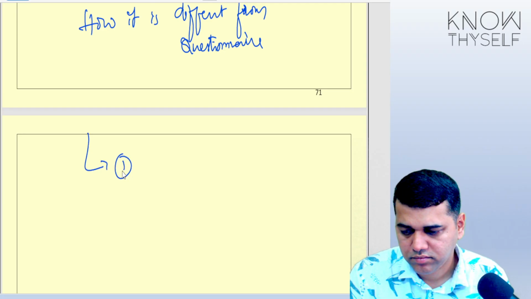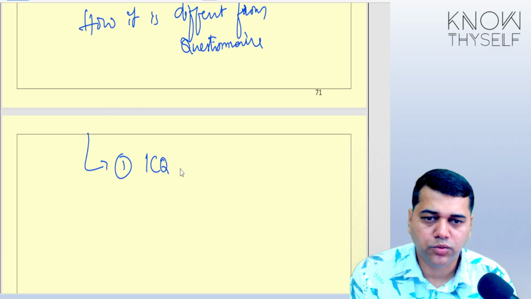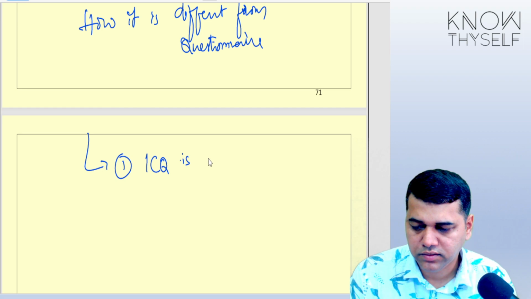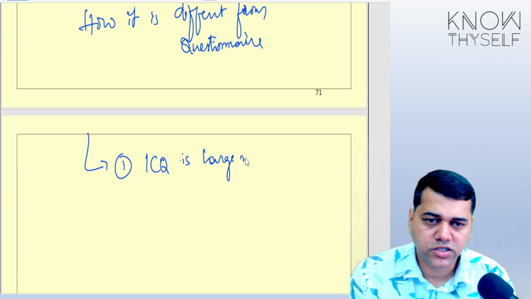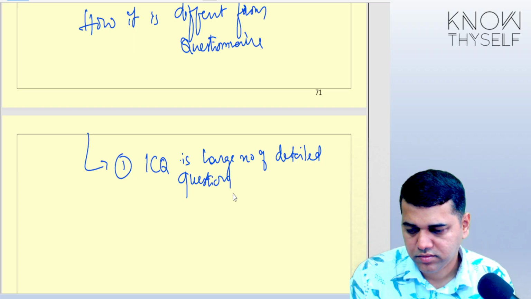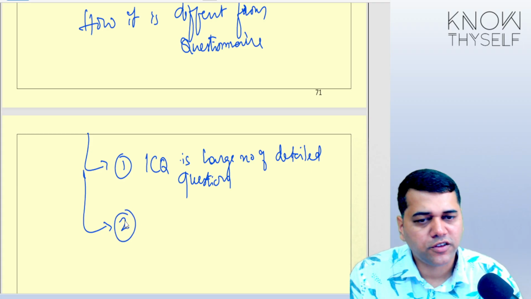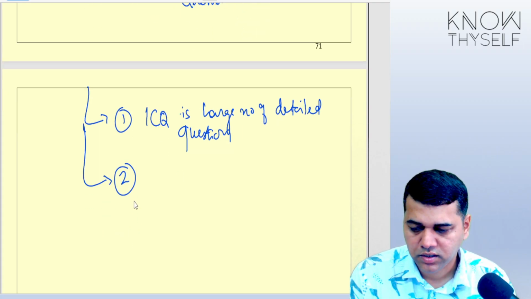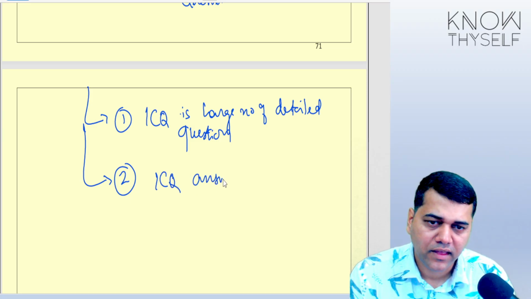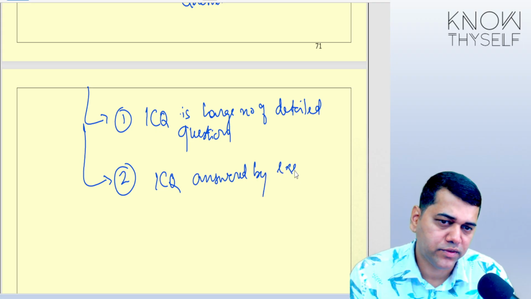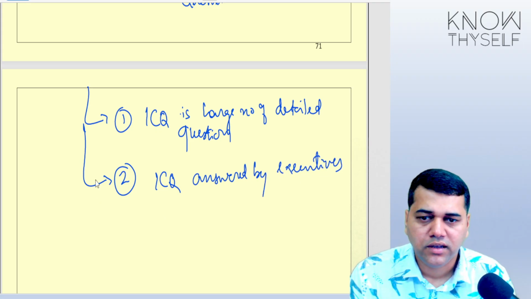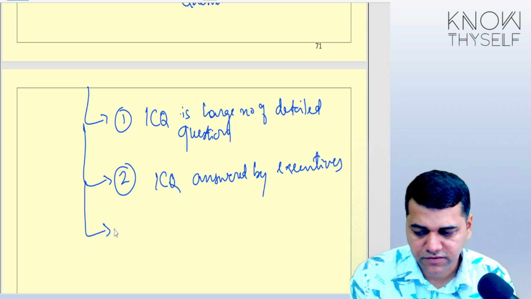One, ICQ is large number of detailed questions. But this is very small, you can say, because these are small questions. ICQ is answered by executives. Then you can write checklist is answered by audit staff.